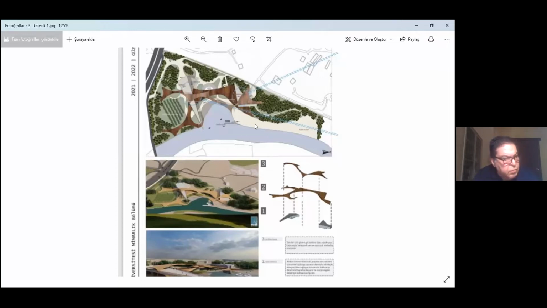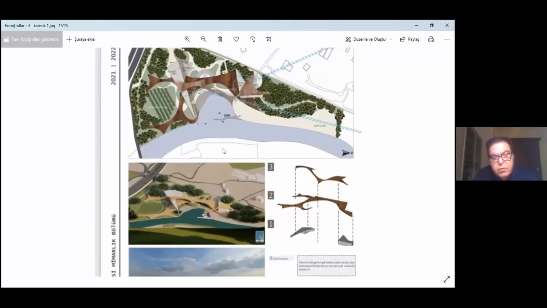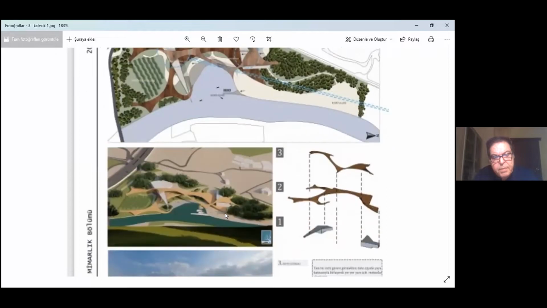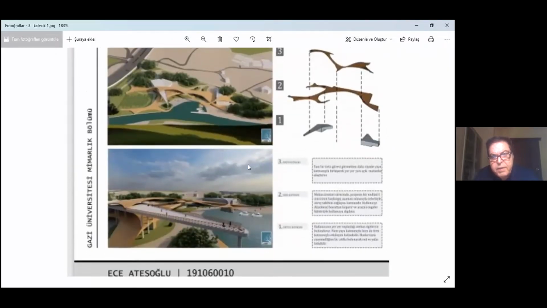So our student's main idea was using organic forms to obtain a nature adaptive village. Our student didn't use solid mass geometrical forms opposite to the natural environment. She used very organic forms suitable to the natural environment. This is the site plan. These are some visuals, renders from an aerial view.